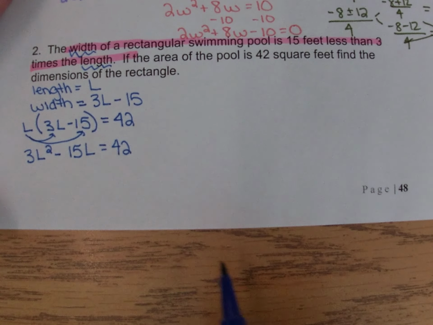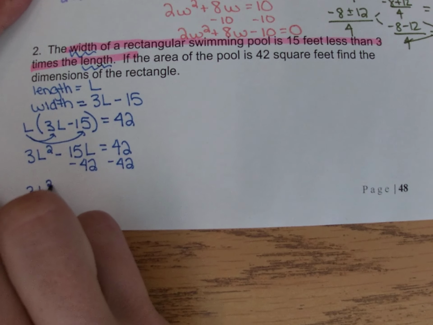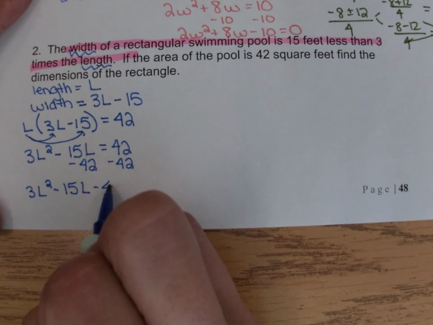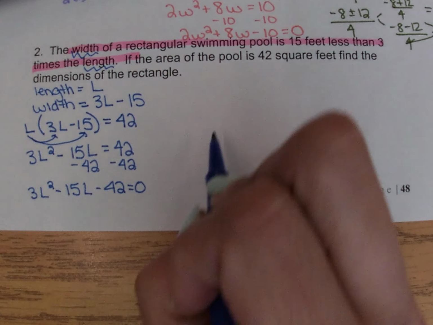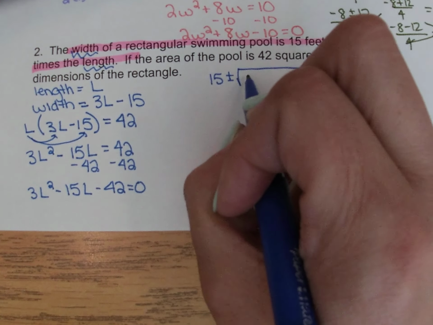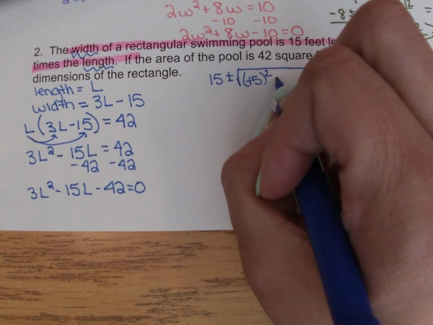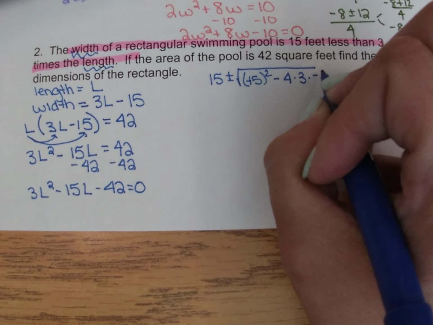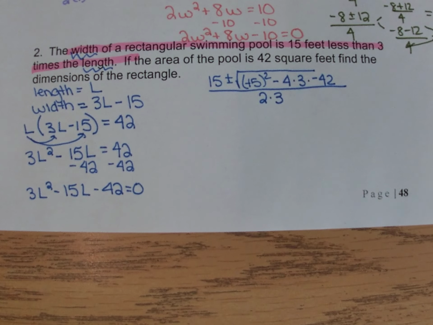My A does not equal 1, so most of us probably want the quadratic formula. So I'll have 3L squared minus 15L minus 42 equals 0. So I'm going to start plugging this into the quadratic formula. So the negative of negative 15 will be positive 15, right? Plus or minus negative 15 squared. Make sure that negative 15 goes in parentheses. Minus 4 times A times C is negative 42 all over 2A, right? So we're going to calculate underneath the square root. I'm just using my calculator too. I don't know that off the top of my head.